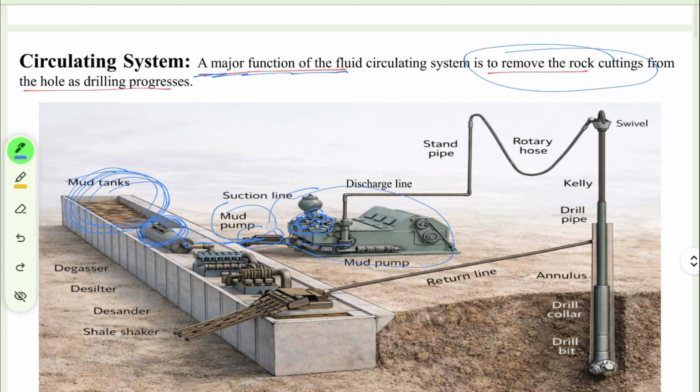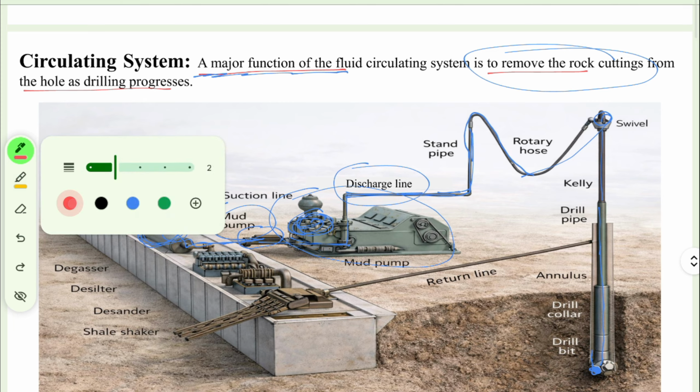It sucks the fluid from the mud tank and discharges it. This is the discharge line, and this is the standpipe, right? The fluid goes through the discharge line to the standpipe, then to the rotary hose, to the swivel, then the Kelly, then the drill pipe, right? Through the drill pipe, through the drill bit, through the nozzle, then through the annulus.